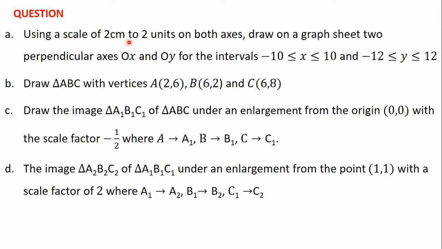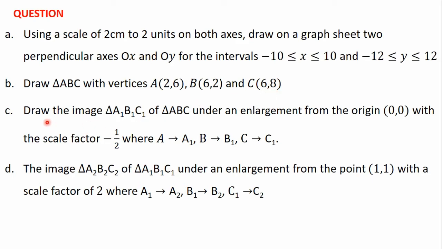A. Using a scale of 2 cm to 2 units on both axes, draw on a graph sheet two perpendicular axes OX and OY for the intervals x is between -10 and 10 and y is between -12 and 12. B. Draw triangle ABC with vertices A that has the coordinates 2, 6, B that has the coordinates 6, 2, and C that has the coordinates 6, 8.